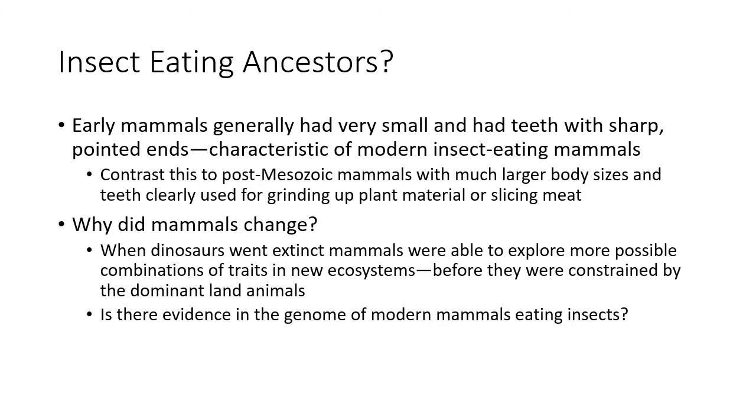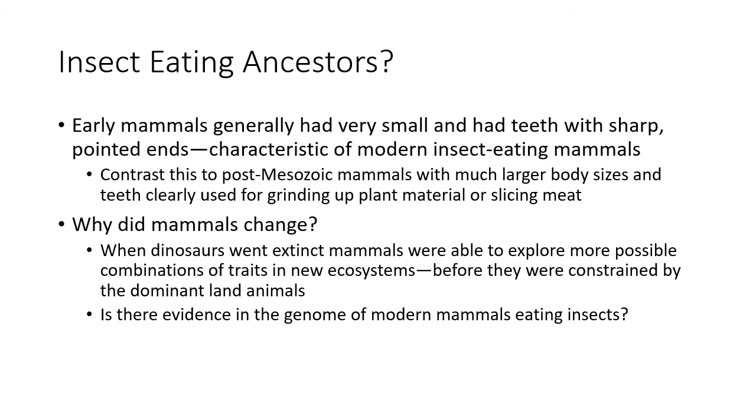If you compare this with mammals that arose, of course, after the end of the dinosaurs, well, of course, they had much larger body sizes and a much wider type of diet. And so why did mammals change? That's an interesting question. Obviously, you could have an exploration of new ecosystems. You didn't have the selection pressure to stay small that you would have had, of course, from various predatory dinosaurs before this point. And they were basically constrained by dominant land animals.